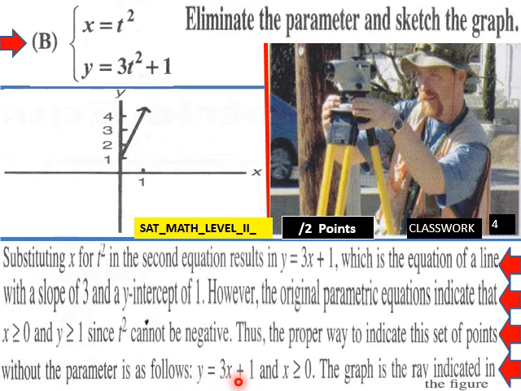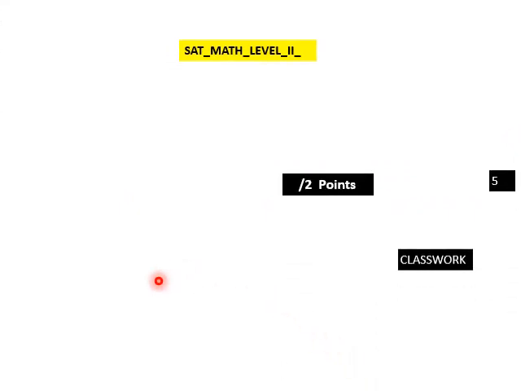y equals 3x plus 1. So we start here. This is 3x plus 1 here, and then x would be greater than or equal to 0. So we move off in this direction like that. The graph is indicated in the figure.